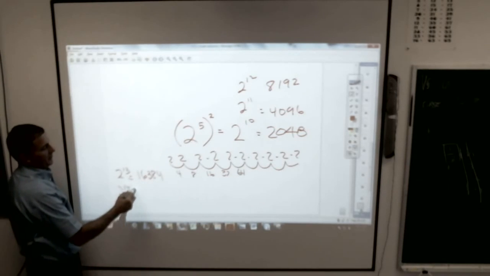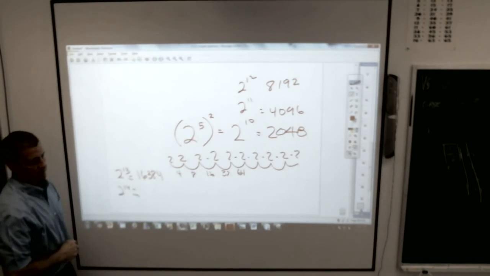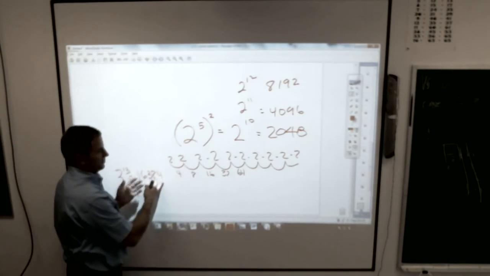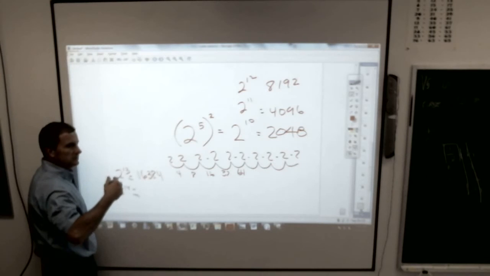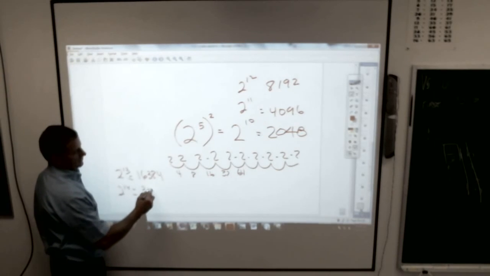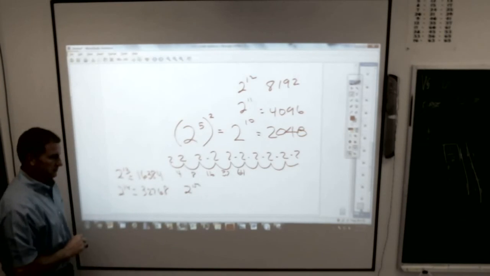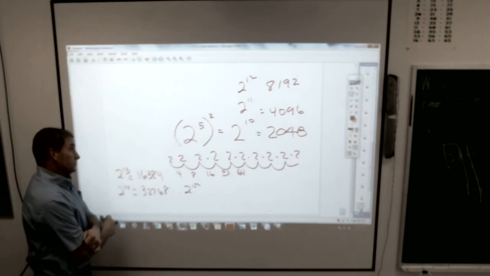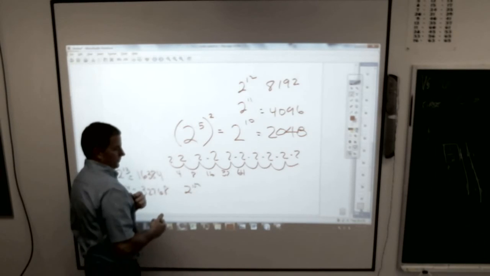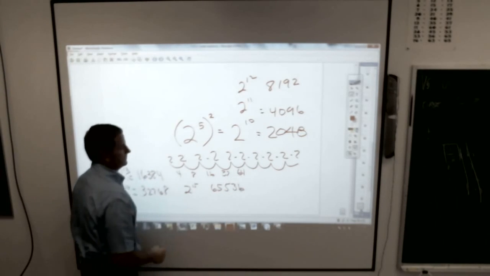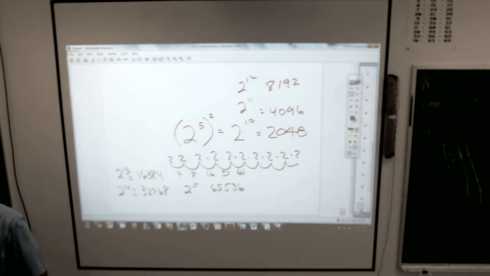2 to the 14th power? Notice how much bigger it keeps getting. I mean, as you get farther, this is going to double that. What's that? 32,768. 2 to the 15th power? 65,536. I'm not 100% sure, but I think it is.